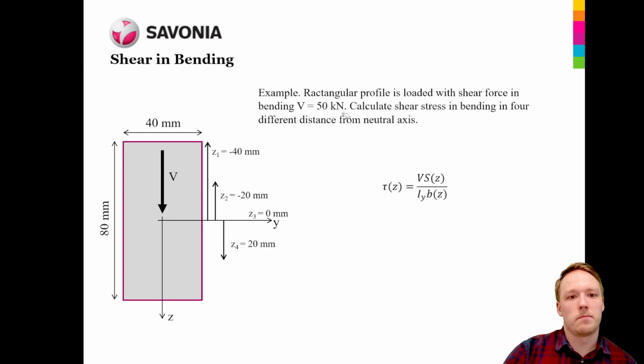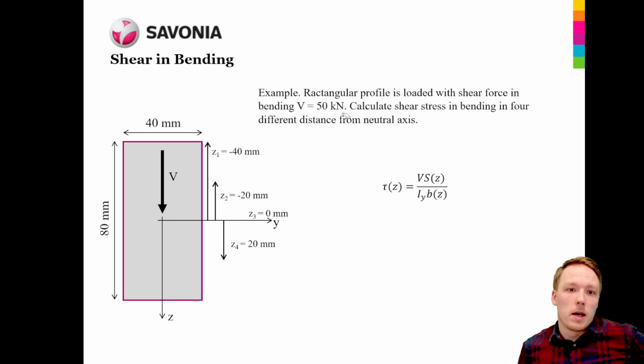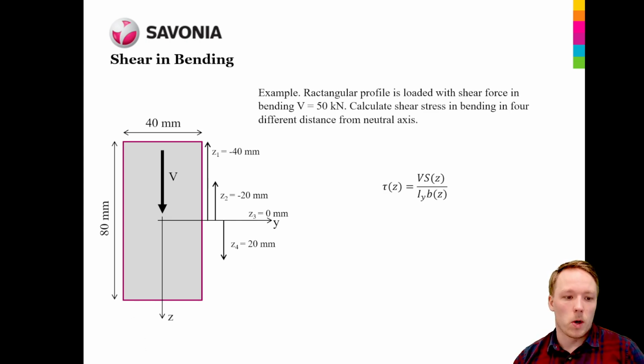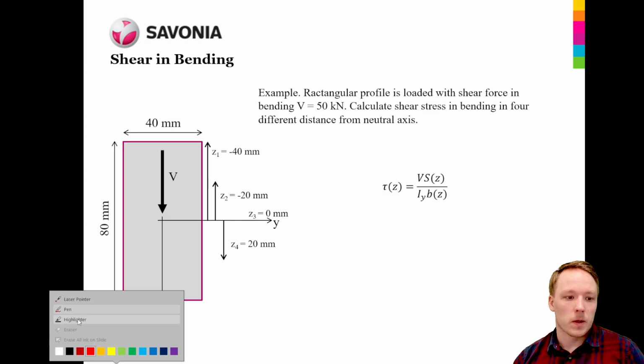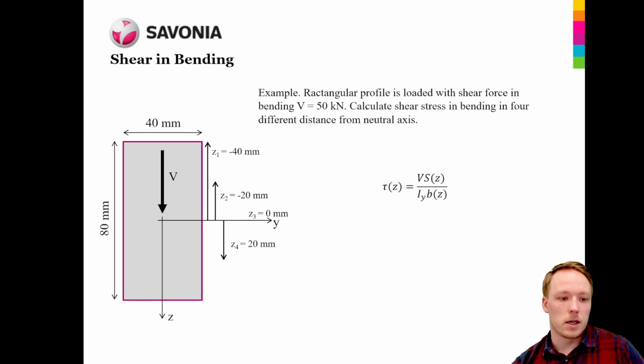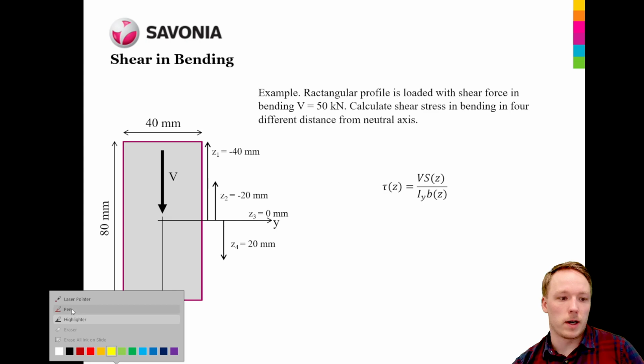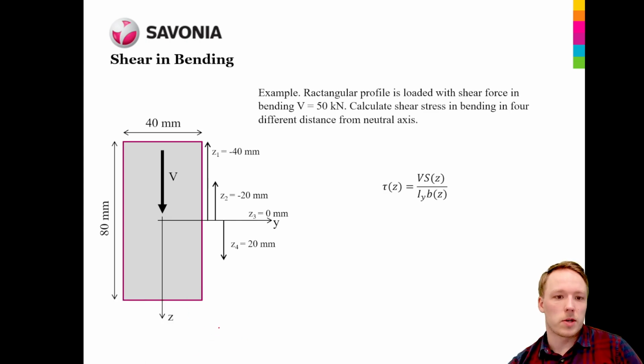Let's take a look at a very simple basic example. So we have here a rectangular profile and it's loaded with shear force in bending. The shear force is 50 kilonewtons, and we need to calculate what is the value for shear stress within the planes in this profile. All right, we are going to calculate it at 4 different locations. We're going to calculate it at the top surface at z minus 40, then z minus 20, z0 and z20.